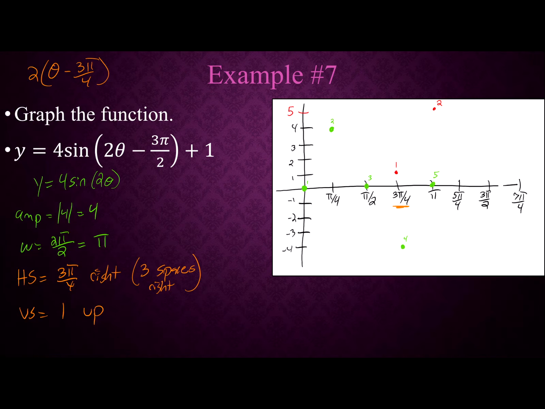Point 3, again, 3 spaces to the right, up 1 is going to go there. Point 4, 3 spaces right, 1 up is going to go here. And then point 5, 3 spaces right, 1 up is going to go there. So we connect that. It's still the same recognizable sine curve. But it's now shifted away from the starting point, the origin at 0.